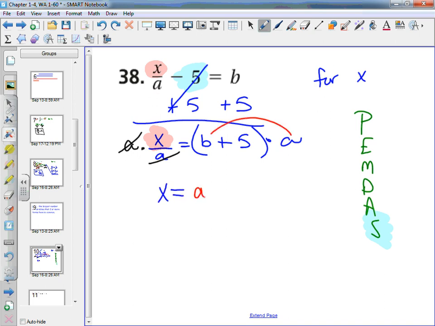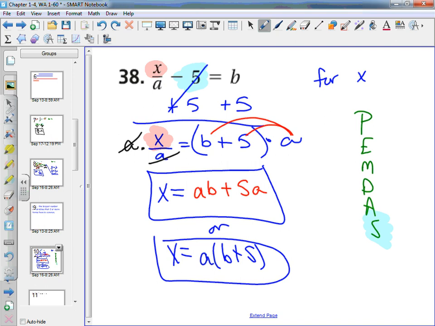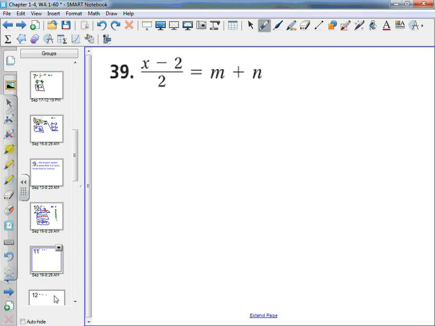A times b is ab. A times 5 is 5a. That puts me in my happy place, and I'm done. Now, if you leave it as x is equal to a times b plus 5, would I accept it? I would. Because did you solve for x? You did. You followed the instructions, which means I would accept either or. Any questions on what I just did there? Excellent. Moving right along. 39.